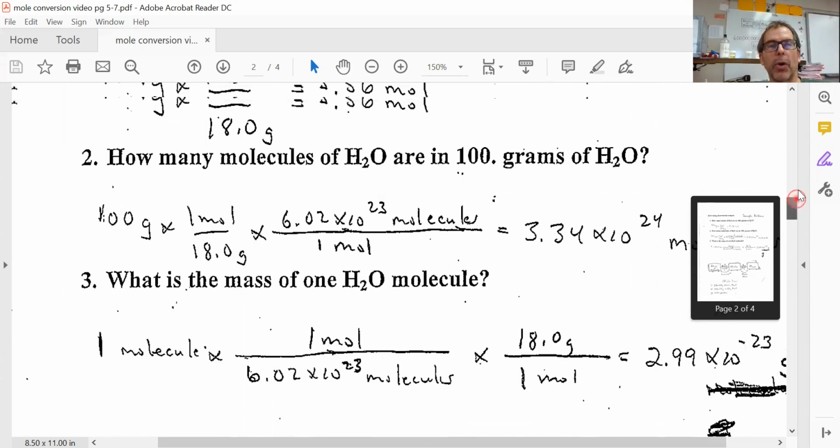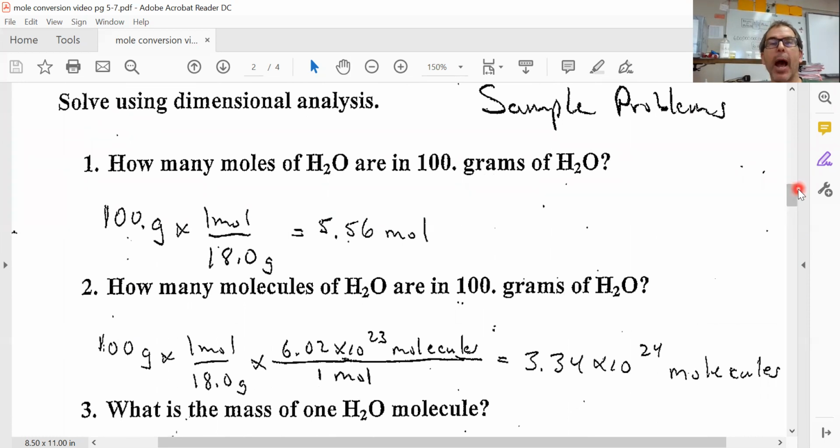All right, so I'm going to look at an example. How many moles of H2O are in 100 grams of H2O? So if I were to solve this problem, what do I know? My starting point is I have 100 grams of H2O. What am I trying to find out? I'm trying to find out how many moles of H2O.